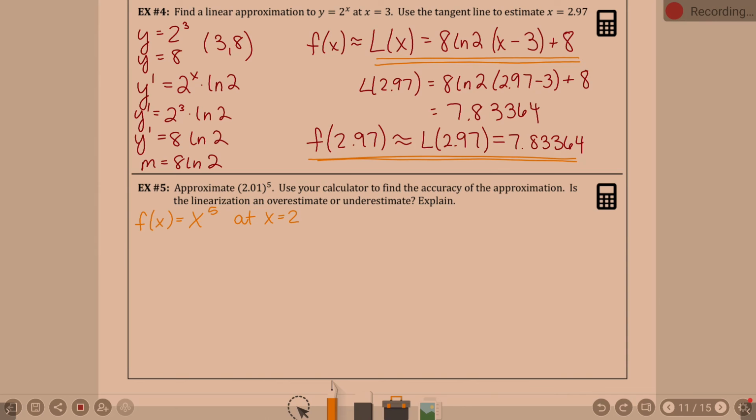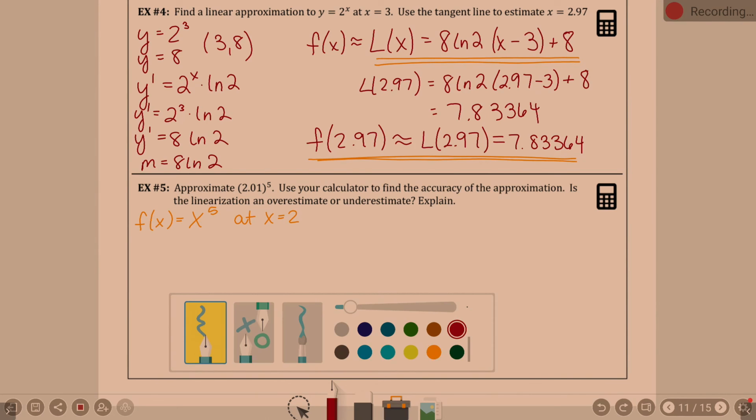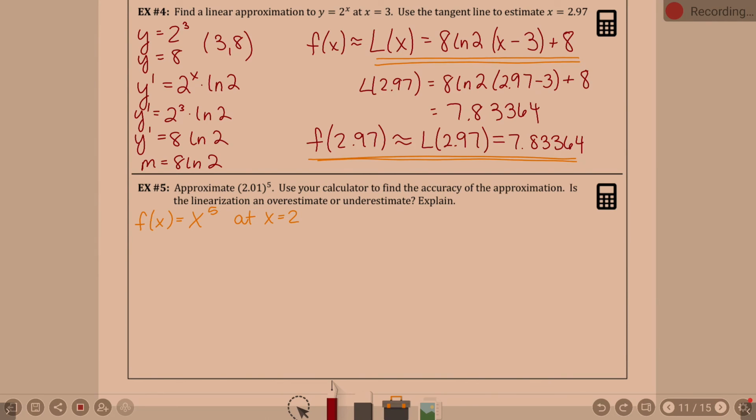Maybe, maybe not. Okay. So let's get the information to write the tangent line at this point, and we'll use it to approximate the 2.01 to the fifth. So first of all, what is f of 2? 2 to the fifth, which is 32. So that gives me the ordered pair 2, 32, right?